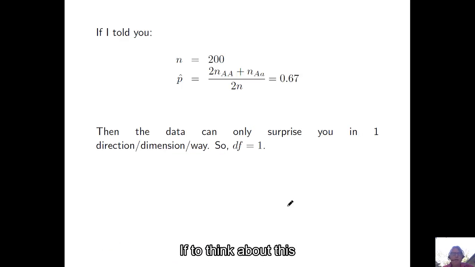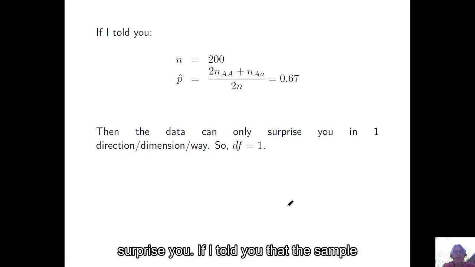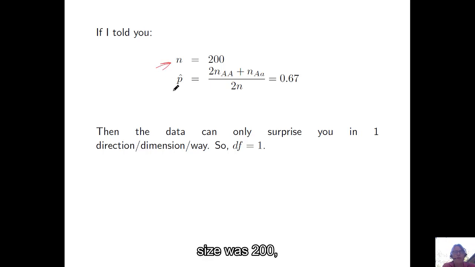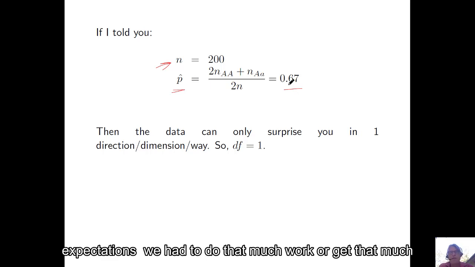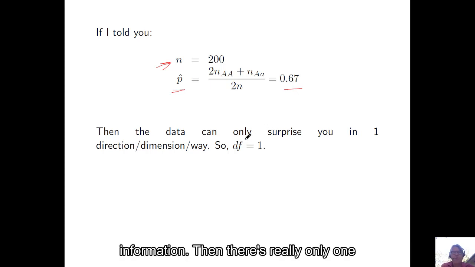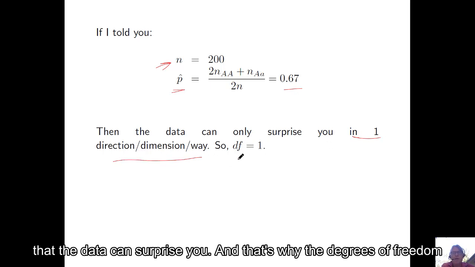You have to think about this degrees of freedom in terms of how many ways the data can surprise you. If I told you that the sample size was 200 and that p hat was estimated from our data as 0.67, that's sort of before we pulled out the expectations, we had to do that much work or get that much information. Then there's really only one way, one direction or dimension, however you want to think about this, that the data can surprise you, and that's why the degrees of freedom is 1.